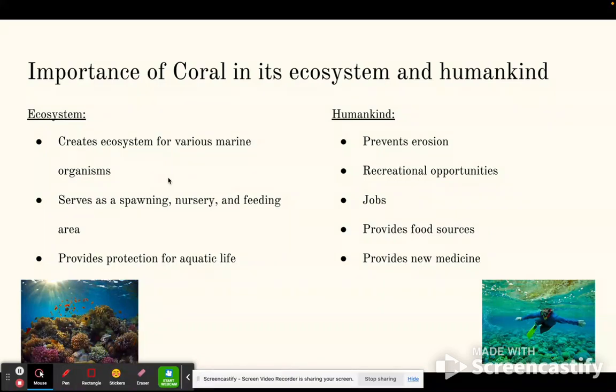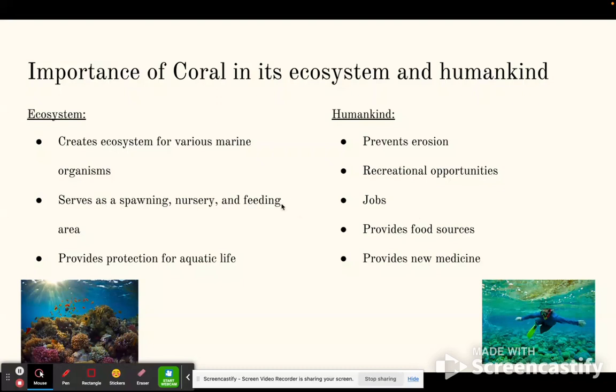The importance of coral in the ecosystem is that it creates an ecosystem for various marine organisms. Like I explained, it attracts more fish, it attracts sharks, like big fish. It attracts plants, etc. It serves as an area for spawning, nursery and feeding, and provides protection for aquatic life. And then for humankind, it prevents erosion, it creates recreational opportunities, and opens up more jobs through that.